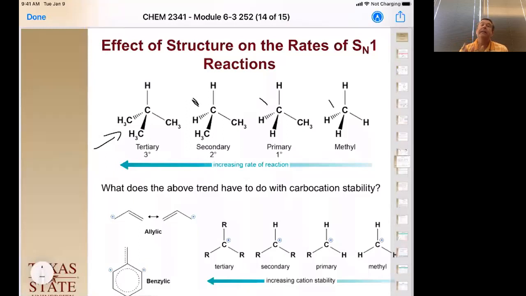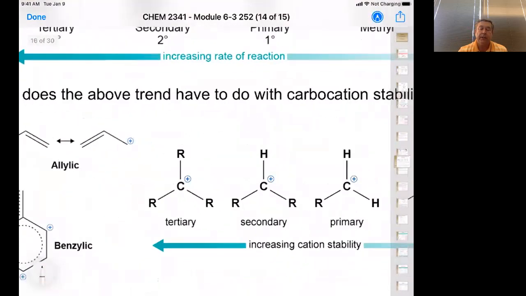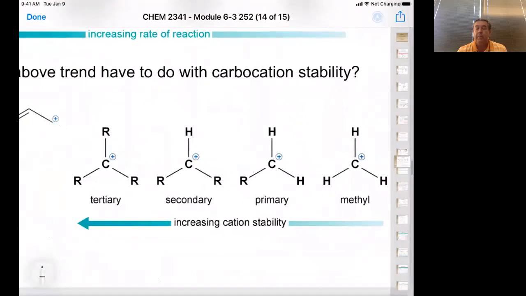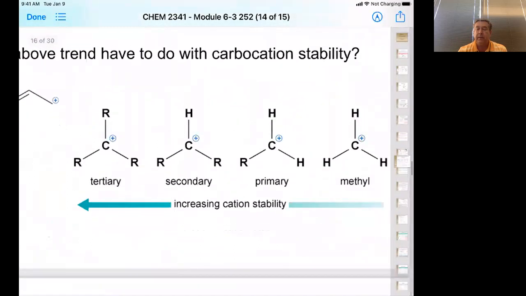We have to think about its intermediate. We have to stabilize that intermediate, and the most stable carbocations are tertiary carbocations. The methyl carbocations and the primary carbocations are very unstable in solvents. You can probably only make them in gas phase. The secondary and tertiaries are pretty stable in solvents. In fact, especially if it's a polar protic solvent, they can help stabilize that charge.